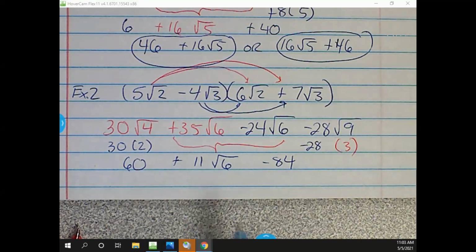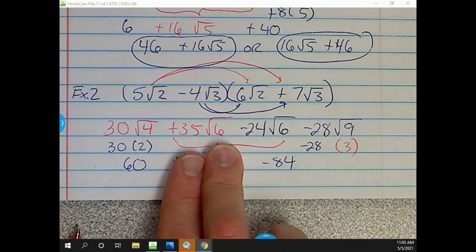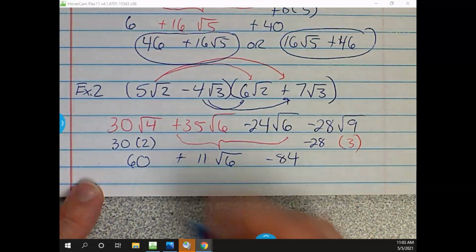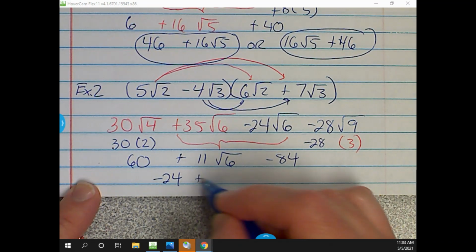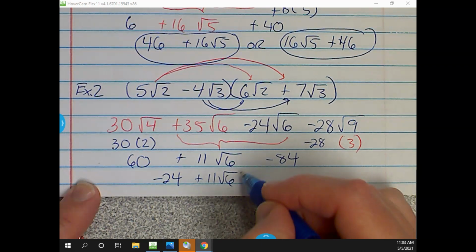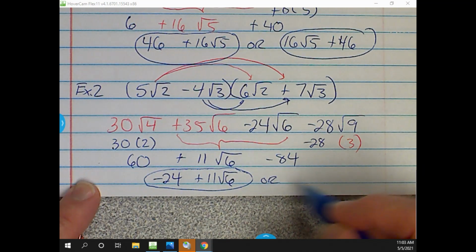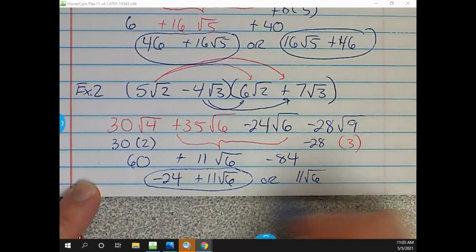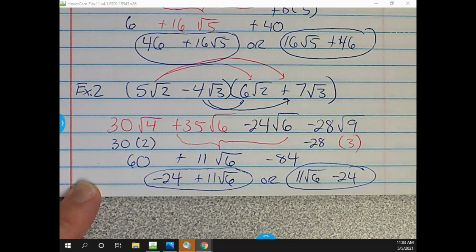Okay, so if we took out the 11 square root of 6 for a minute, we've got 60 minus 84. So if you do 60 minus 84, that's a negative 24. The 11 square root of 6, there's nothing else you can add or subtract with it, so it would just stay the same. So then that would be your correct answer there. And again, you could put the 11 square root of 6 first, and the 24 second. So either one of those two answers would be okay.